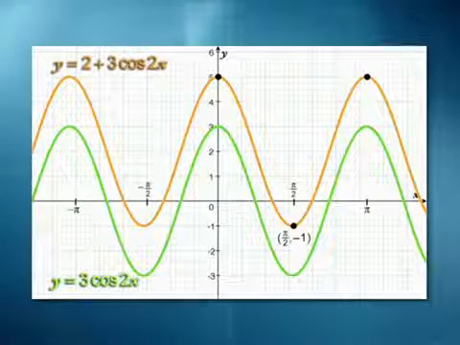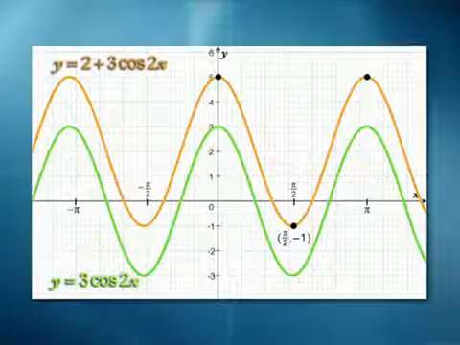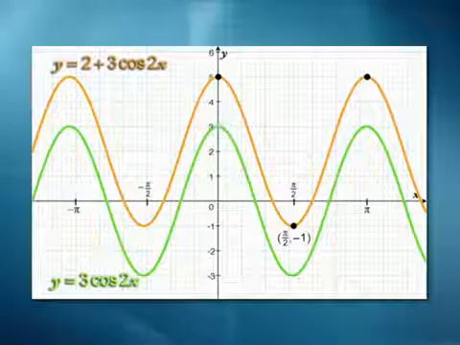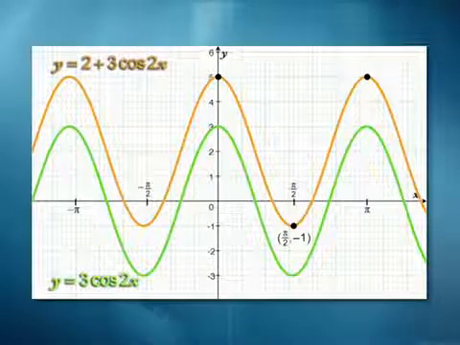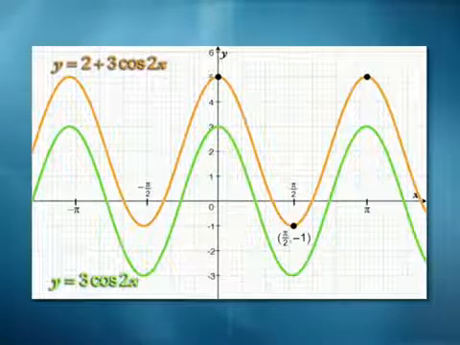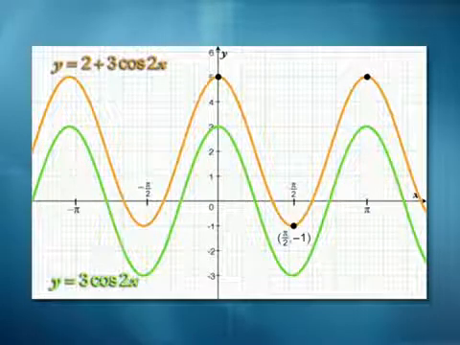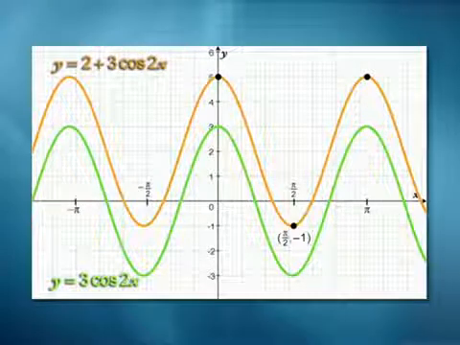For the function 3 cosine 2x, it crosses the y-axis at 3. The amplitude is 3. But now it's been shifted upwards 2 units, so the point (0, 5) is on the graph. It used to be (0, 3). It's been moved upwards 2 units.